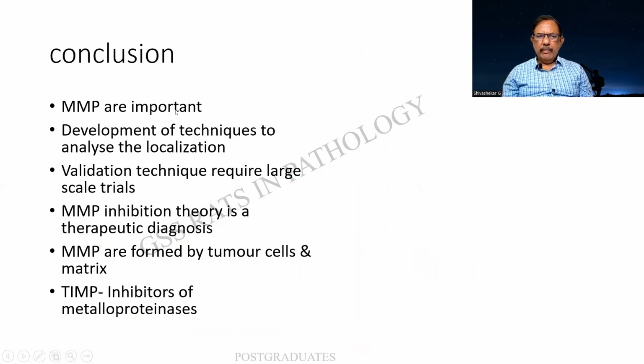The conclusion is MMP is most important. It is the development of technique to analyze the localization of a particular defect. The validation requires a large number of samples. Actually, you people would have visited your thesis. The quantity or the number of the cases required has to be fairly large. You cannot be studying just 1 or 2 cases and coming out with a validation. And there is an MMP inhibition theory that is also developing. MMPs are formed by the tumor cells and by the matrix. And TIMPs are inhibitors of matrix metalloproteinases. These are the highlights which I have already mentioned also.